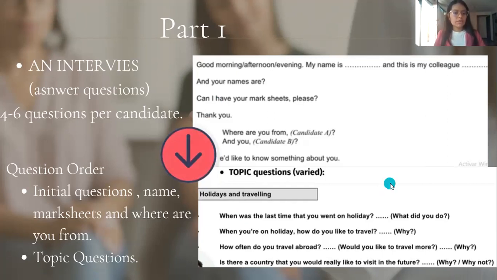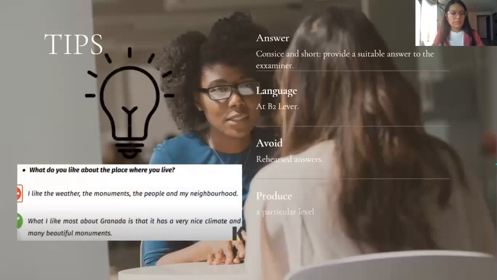Then, in the same part, we are going to have topic questions. In the next slide, we have holidays and traveling, and in the next slide, we are going to have a little bit more of a specific example, okay? The next slide shows us how to answer correctly, okay? We have the example. The question is going to be, what do you like about the place where you live? So the incorrect answer is, I like the weather and the monuments, but this is a wrong answer, okay?